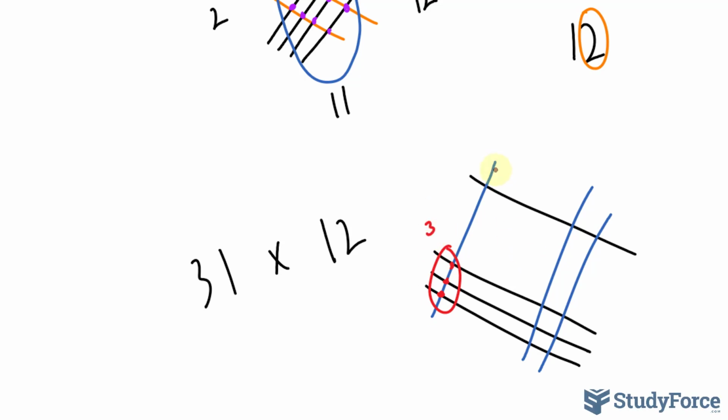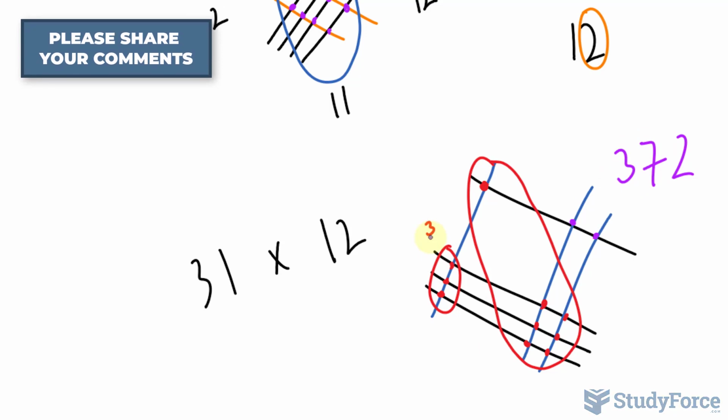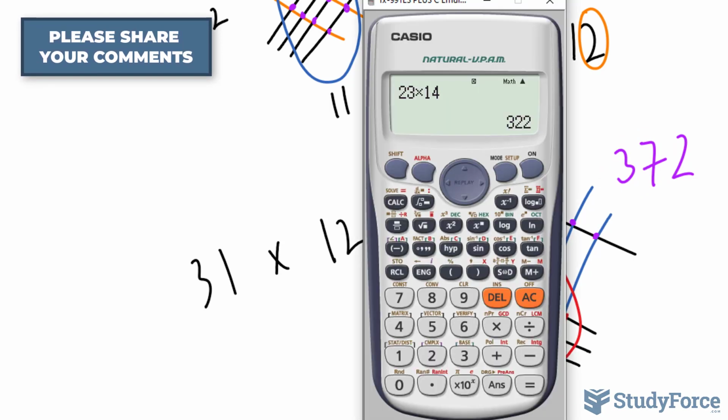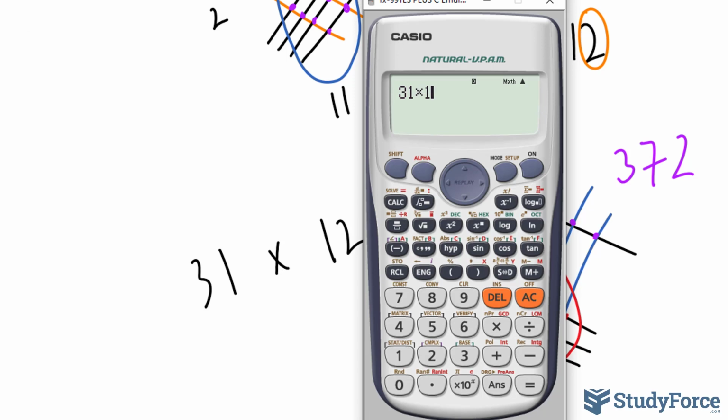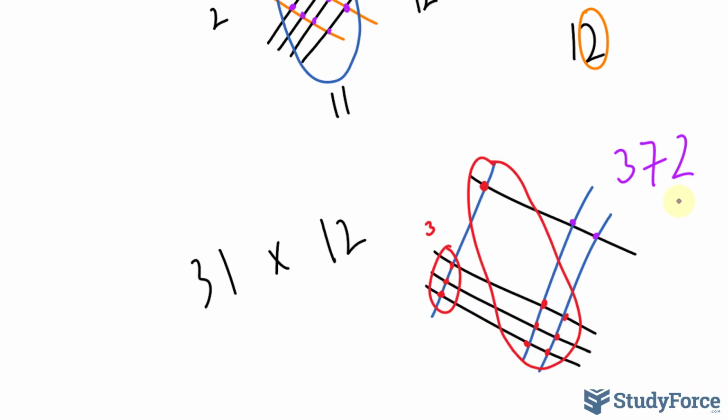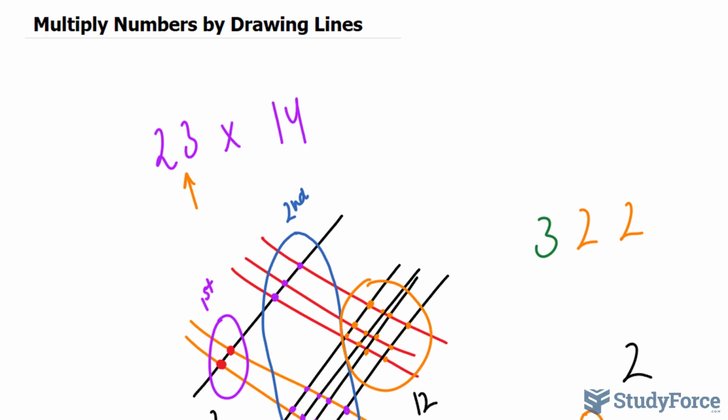It's 3. The number of middle intersections, 1, 2, 3, 4, 5, 6, 7, represents the second number in the product, and this represents the last. So we have 2, counting all of these is 7, and 3 found right there. So 372 is the product. Let's double check if that's right. 31 times 12 is in fact 372. And there you have it. That is how to multiply two-digit numbers visually using lines.